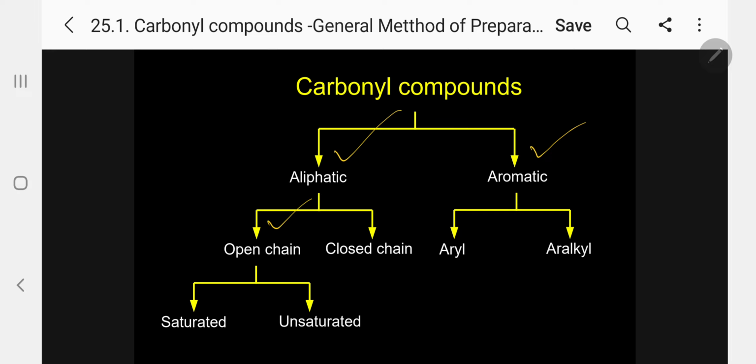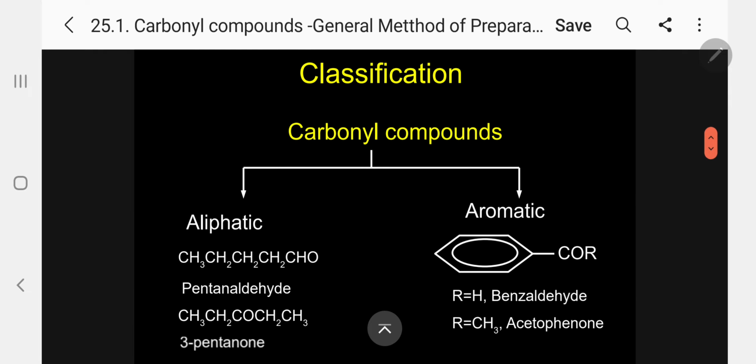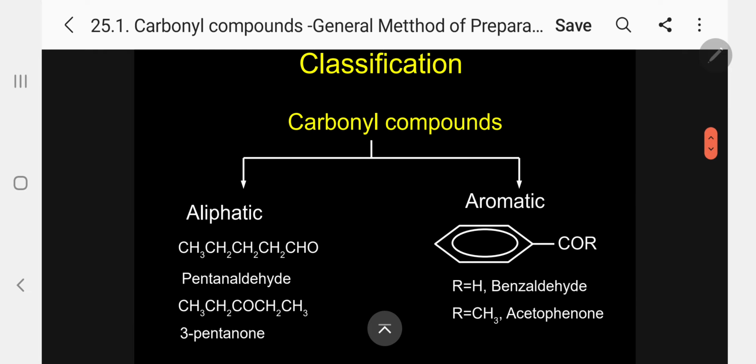Aliphatic we can classify into open chain and closed chain. Aromatic we can classify into aryl and alkyl. Open chain we can classify into saturated and unsaturated. This is the common classification of any organic compound. The only thing is that the corresponding functional group we have to introduce. So let me come to carbonyl compounds.